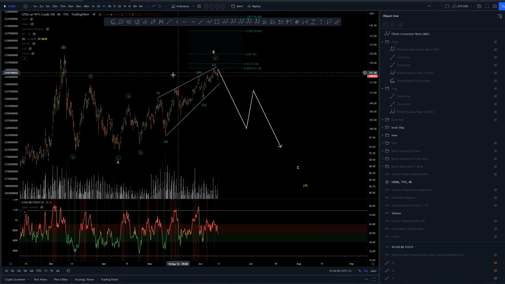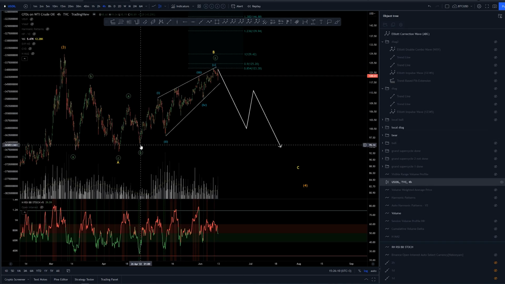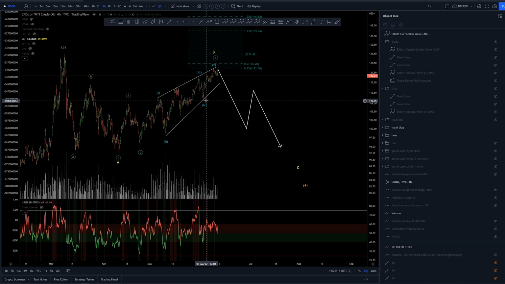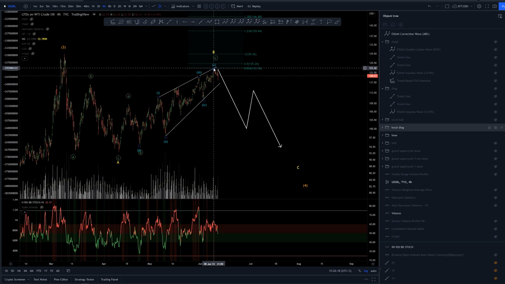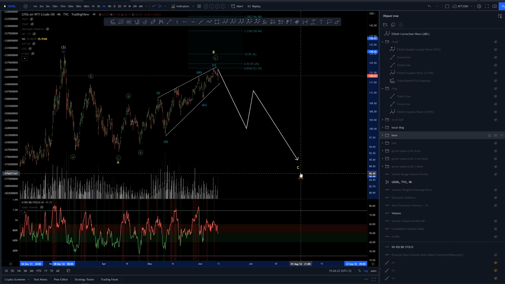In both scenarios, we are looking for 5 waves in this one, which it does look like we definitely can have. 1, 2, another ABC into third, ABC into fourth, ABC into fifth, completing up here. And now we would be looking for 5 waves down for the C wave to complete the wave 4.